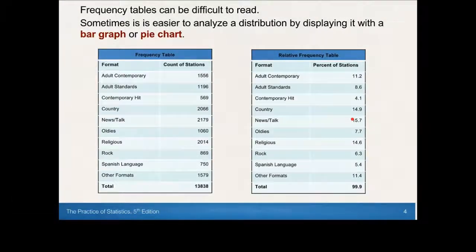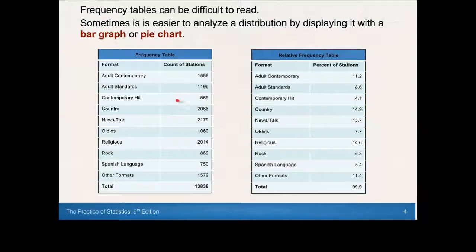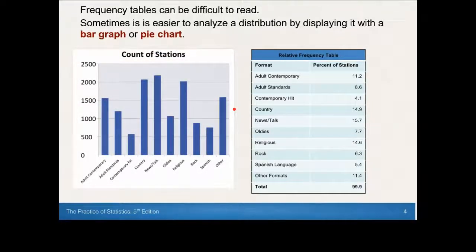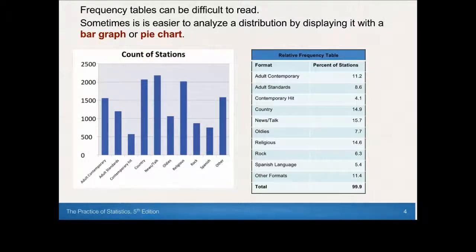Now we want to display the categorical data. Frequency tables can be difficult to read because if you just look at this, you sort of glaze over after you start reading these numbers, and maybe you can start trying to find the biggest one or the smallest one, or things like that. Sometimes it's easier to use a bar graph or a pie chart. The frequency table works well for a bar graph, because these are actual counts, and now it's a little bit easier to show that news talk was the largest count, and then the next one was country and religious and so on. It looks like other and adult contemporary were about the same, and you can look at the data and see that, but it's much easier to display a bar graph to see that.